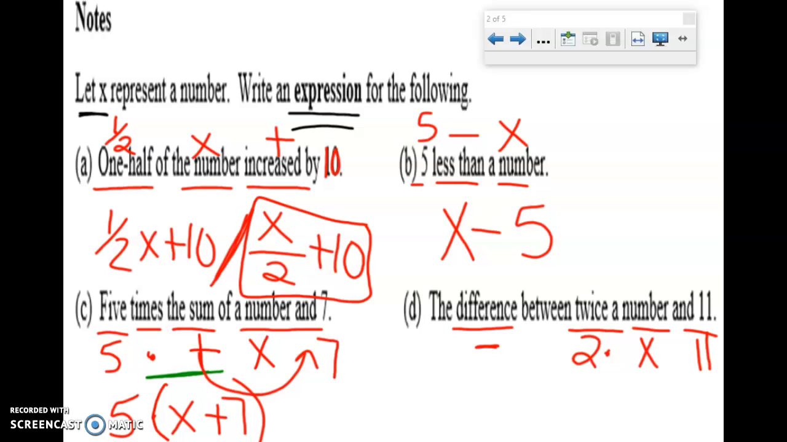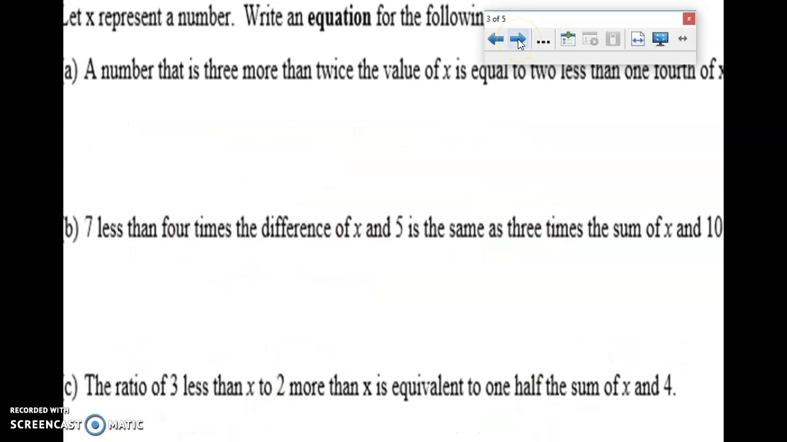And so we were talking about the difference between twice a number and 11. And this time it means subtraction. That was way out in front, but that's what we're actually trying to subtract: twice a number, so 2x, and then minus 11. This one does not need parentheses because you're doing twice the number, not twice the difference, but twice whatever x is. Let me know if you have any questions, and if not, we'll keep moving on.